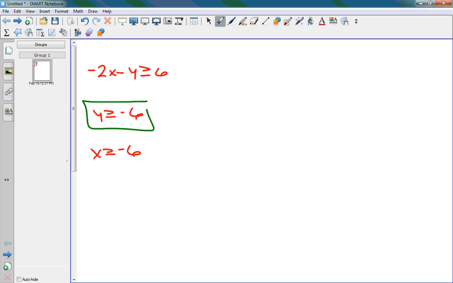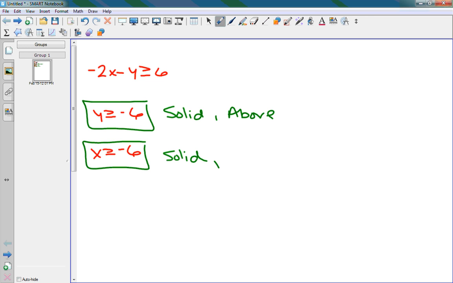The y and x inequalities are really easy. They're both going to be solid. In this case, the greater than means you're going to shade above it, which means when it's a vertical line, you're shading it to the right.